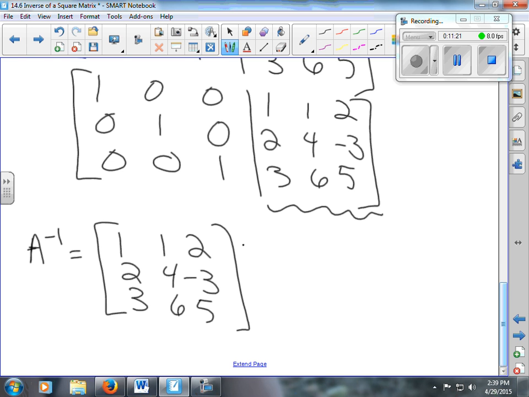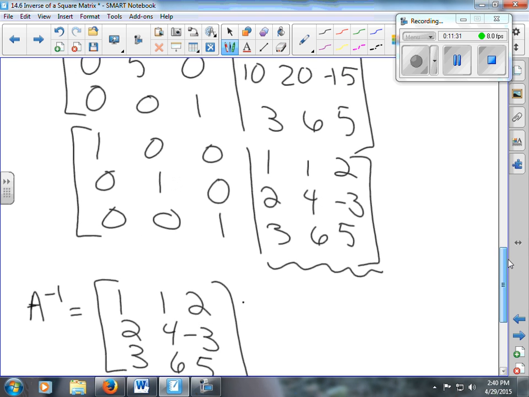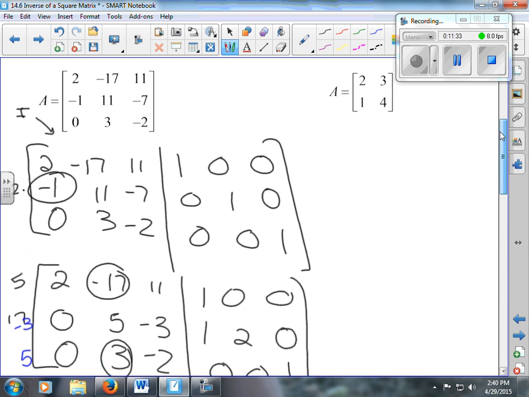And I want you to check. I want you to tell me what A times A inverse is. We'll just check one time, and you can do that on your own. And tell me if you got the identity. So check to see if I got it right.